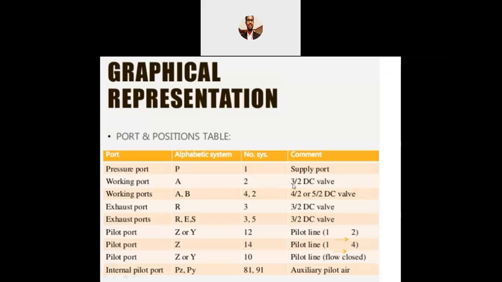That is 3 positions and 2 ports. 3 positions and direction control valves. Working ports are notated as A and B. Exhaust port, I was just talking about. Exhaust port, or we can also call it a reservoir port, is denoted by R. Okay, exhaust port R, RES, it can be used.